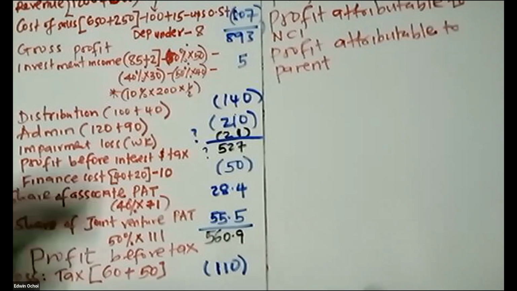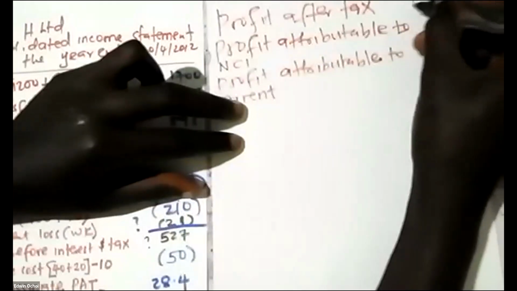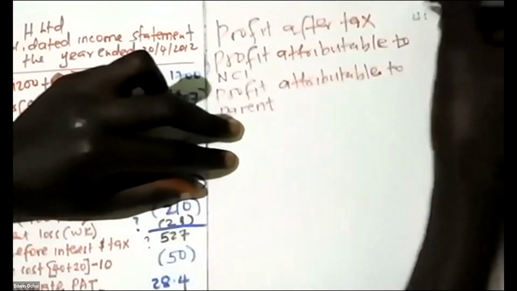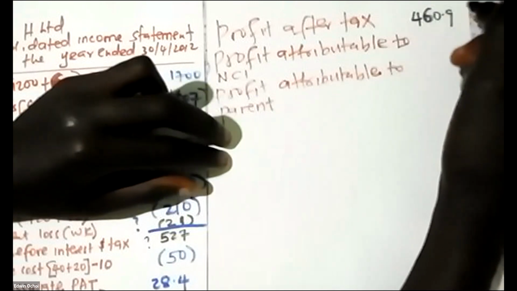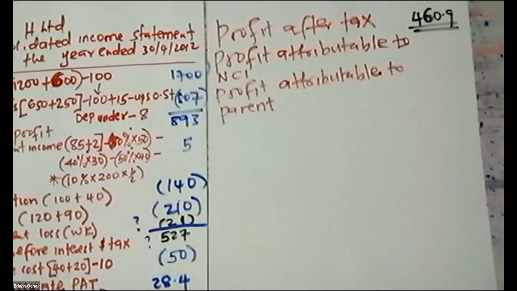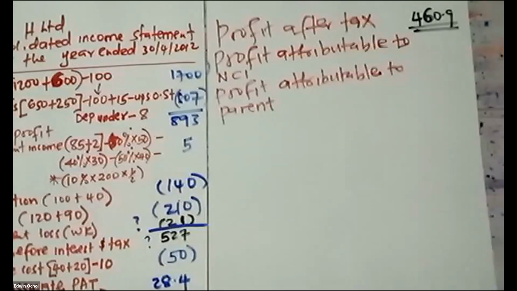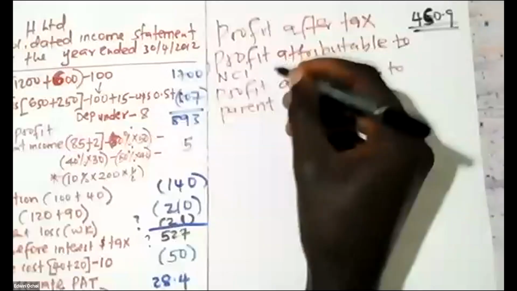So profit after tax here is 460.9. So that is 460.9. So the only thing for 60 or for 50? For 50, 450. Oh, so that is fine. So for 50, I would change this to 450 anyway. So the only thing I need to determine is this one.